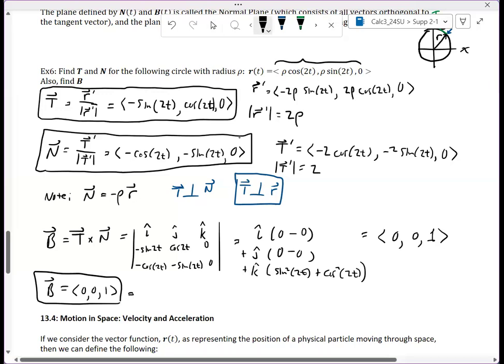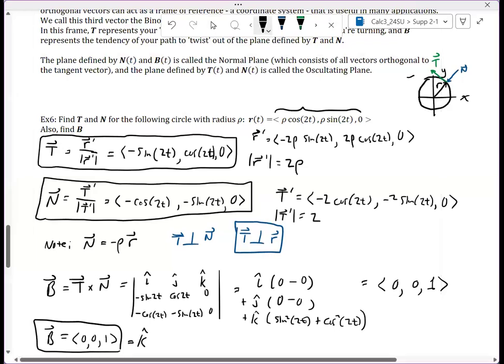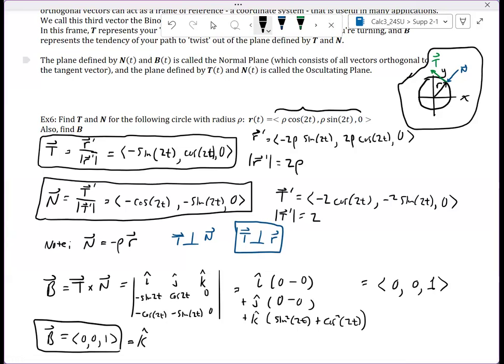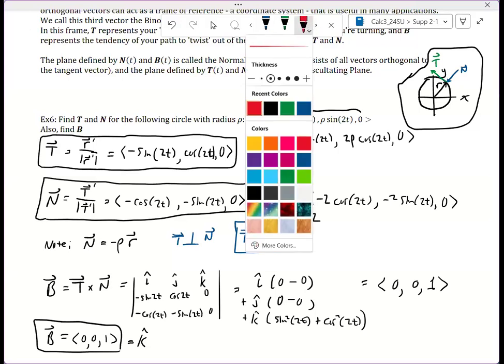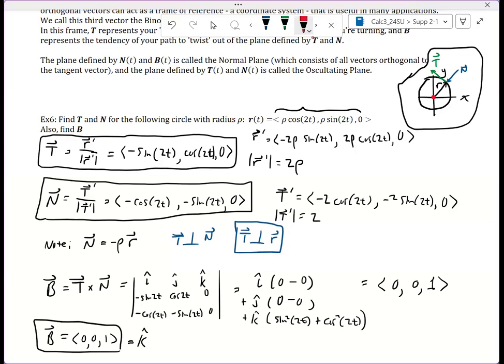Or in other words, my binormal vector is just the vector k. My binormal vector, if I look back up here at my picture, this is looking down, parallel to the z-axis. That's where my unit tangent and unit normal vectors are pointing. And my binormal vector would be pointing right back up at me. Looking down, I would just see that vector pointing straight back at me.